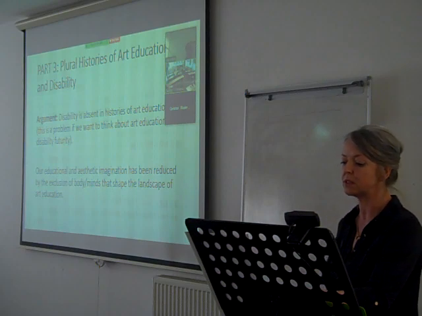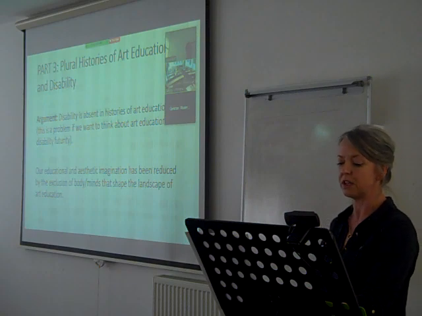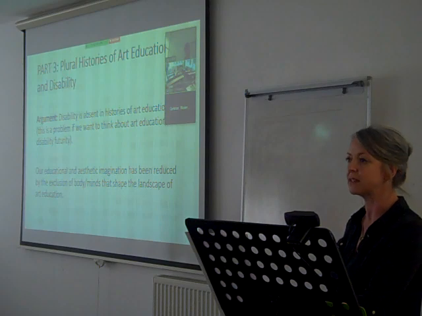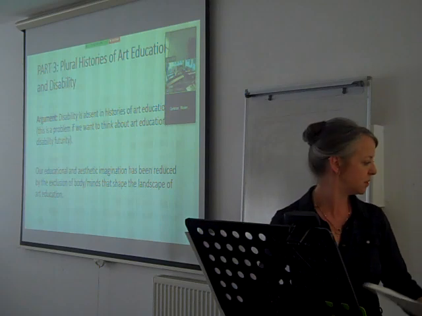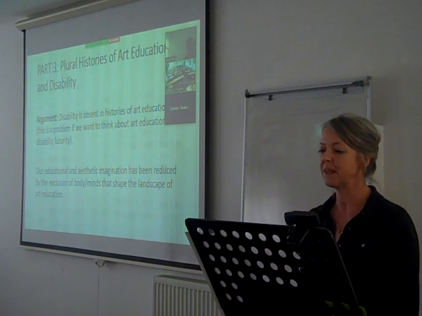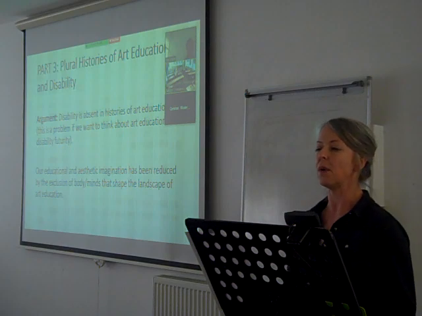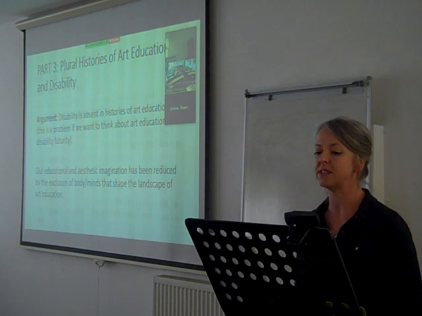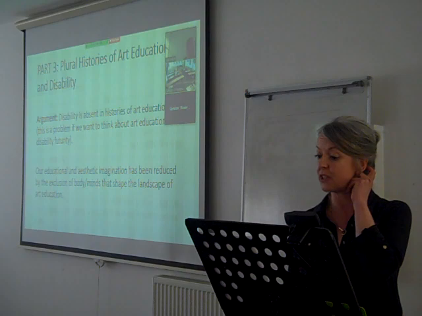The exclusion of disability history from histories of art education results in the emergence and reinforcement of art education as a system of ableist practices. A bold statement which many art educators might take us to task on, but we'll put it out there for now anyway. So I'm going to take a particular example now of the emergence of formalised art education in England during the early 19th century.